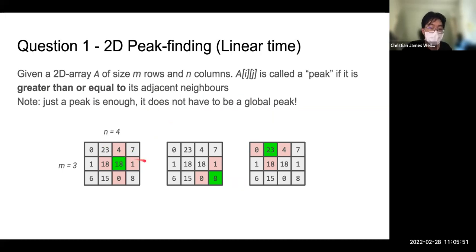In this question, it doesn't have to be a global peak. It doesn't have to be the tallest peak ever in the entire array. It can be like the number 8 over here. It's just bigger than its adjacent neighbors. So all you care about is that it's bigger than its adjacent neighbors. So how did we solve it last time in the tutorial?